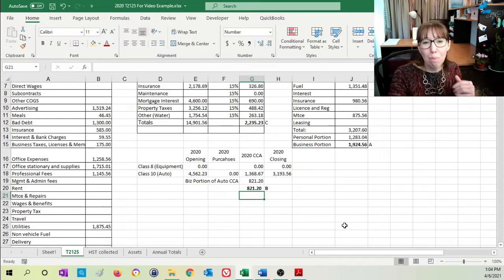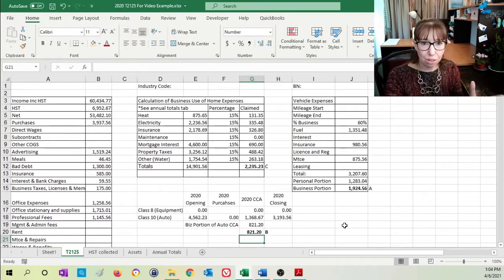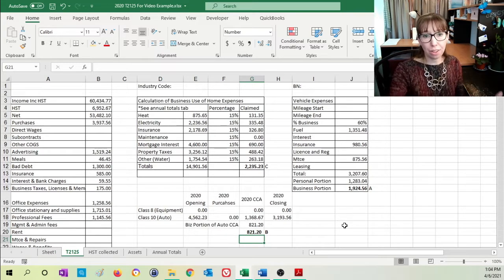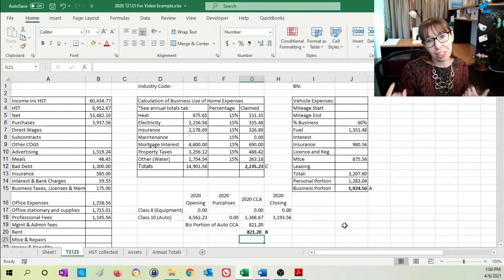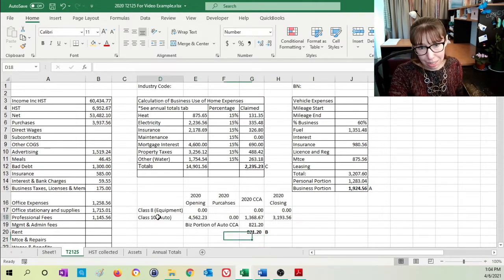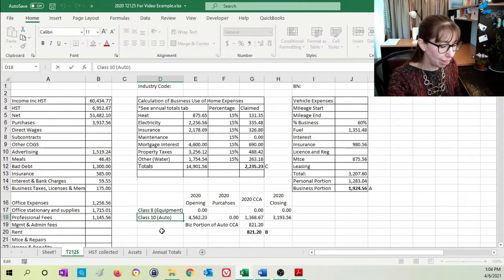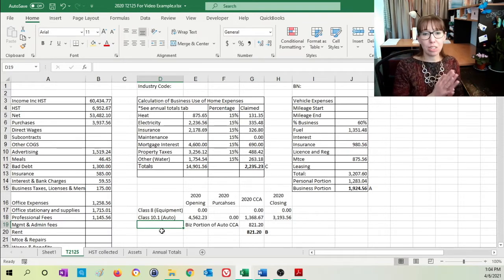And I'll probably do another video on how we would claim an auto that we might have already had when we started the business. I'm also going to talk about the difference between a class 10 auto and a 10.1. My vehicle actually is a class 10.1. It's a passenger vehicle, so I could even put that in there. And there's more to discuss about that.